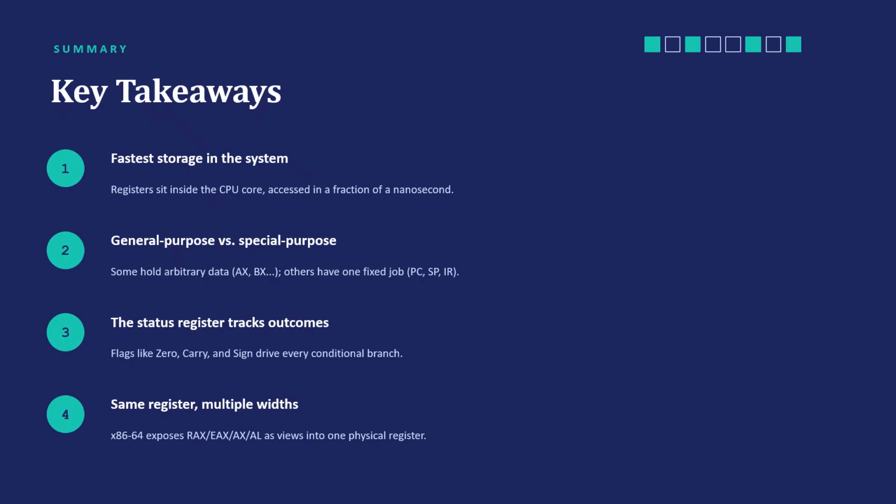So students, if you remember only a few things from today's class, remember this. Registers mean very fast CPU storage, GPR means general purpose register, SPR means special purpose register, PC tells where the next instruction comes from, IR holds the current instruction, MAR holds the memory address, MBR holds data transferred to or from memory, flag records status of the operation. And finally, RAX, EAX, AX and AL represent different width views in the x86 64 register naming convention.